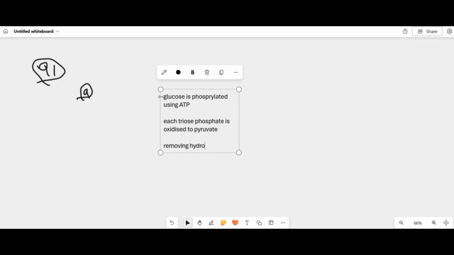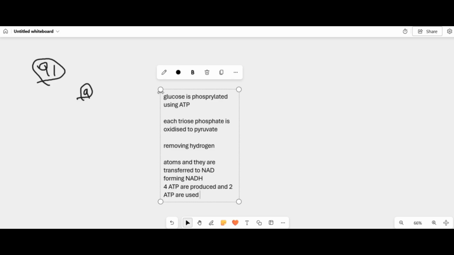When you oxidize, you remove hydrogen atoms, and they are transferred to NAD, forming NADH. So you're oxidizing the triose phosphate to pyruvate, which removes hydrogen and transfers it to NAD. NAD then attaches to the hydrogen and makes NADH. In total, four ATP molecules are produced and two ATP are used. So that's the whole process of glycolysis.